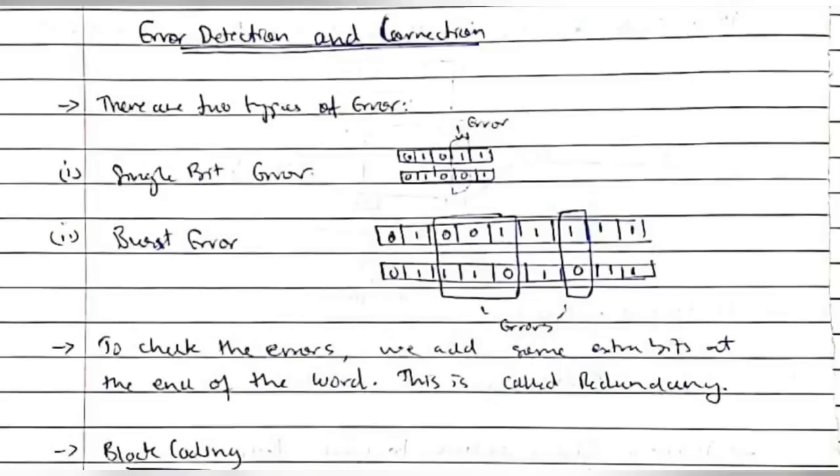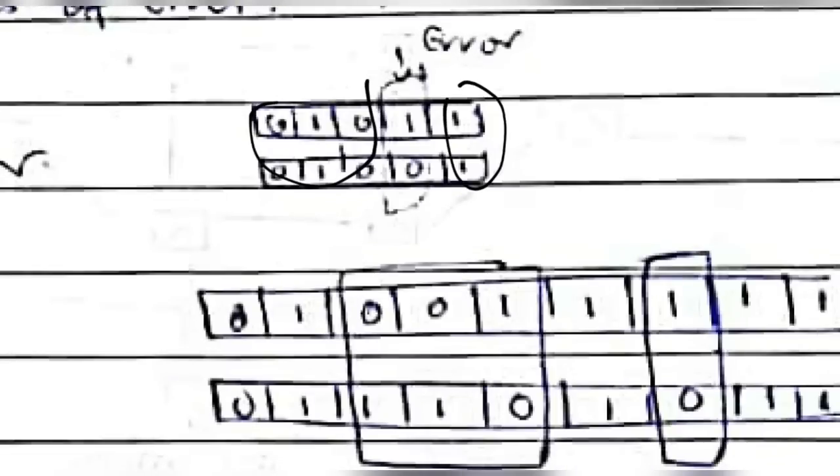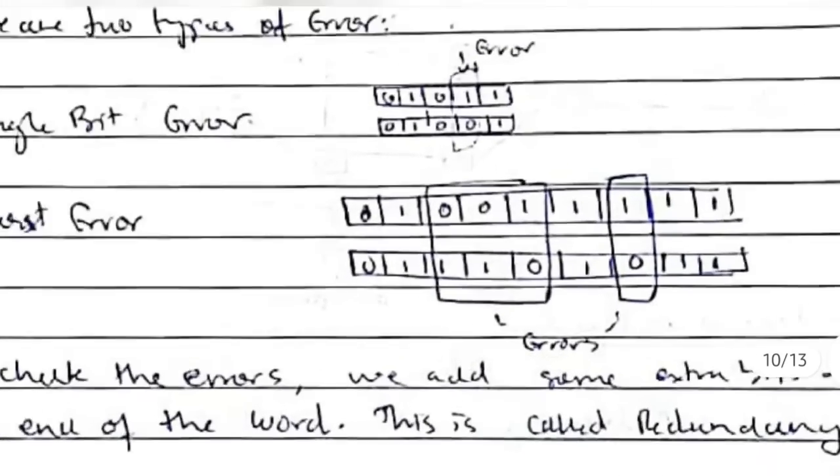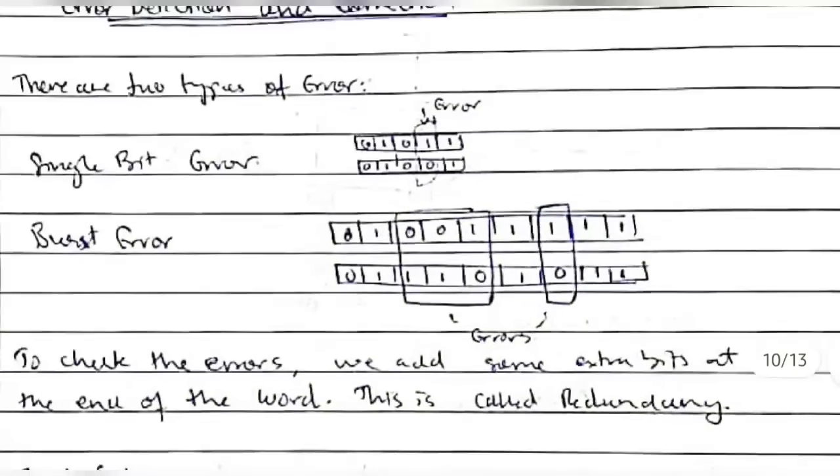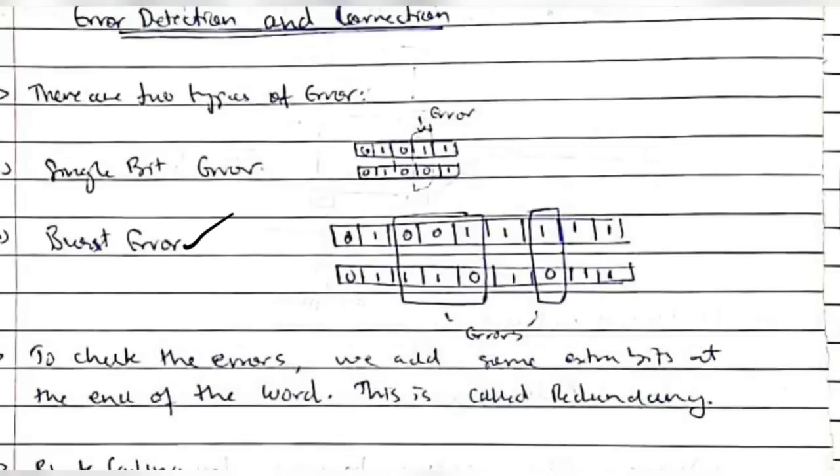This is the last topic, which is error detection and correction. There are mainly two types of errors: single bit error and burst error. Single bit error means, consider an example here. All data is the same, but here an error has happened. Error happening in a single bit is known as single bit error, and burst error means multiple errors happening at consecutive memory locations. The more common one is the burst error.